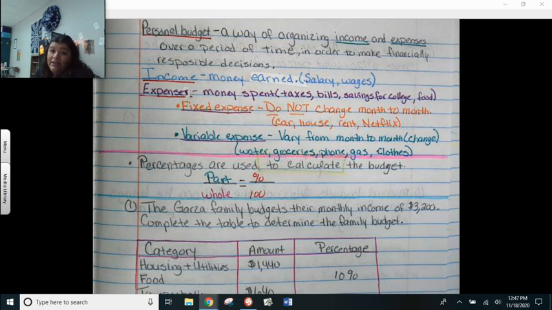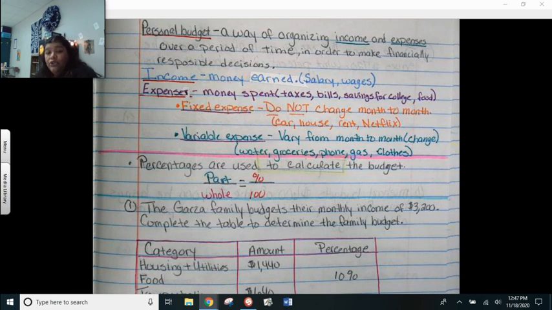Expenses. Okay, that's the money you spend. It could be on your taxes, any bills that you receive, anything you want to put in a savings account, your food, your utility bills. Your utilities are like your water bill, the gas bill. Okay, then you have your electric bill, all those bills. Those are your expenses. That's what we're taking away from our income.